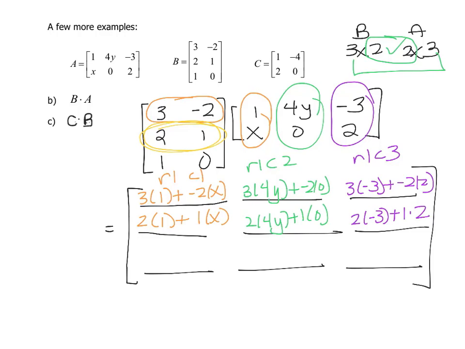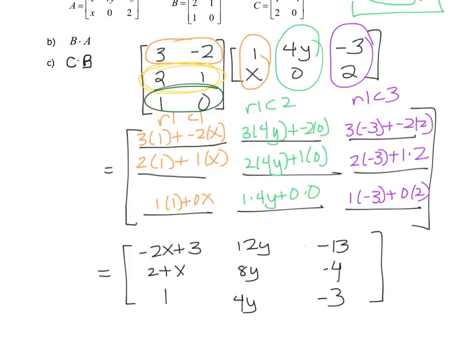Now let's move on to row 3. So row 3, we'll use this green color. We're going to have row 3 times column 1. We're going to have 1 times 1 plus 0 times x. Row 3 times column 2 is going to be 1 times 4y plus 0 times 0. And row 3 times column 3 is going to be 1 times negative 3 plus 0 times 2. If you simplify, this is what you end up with.